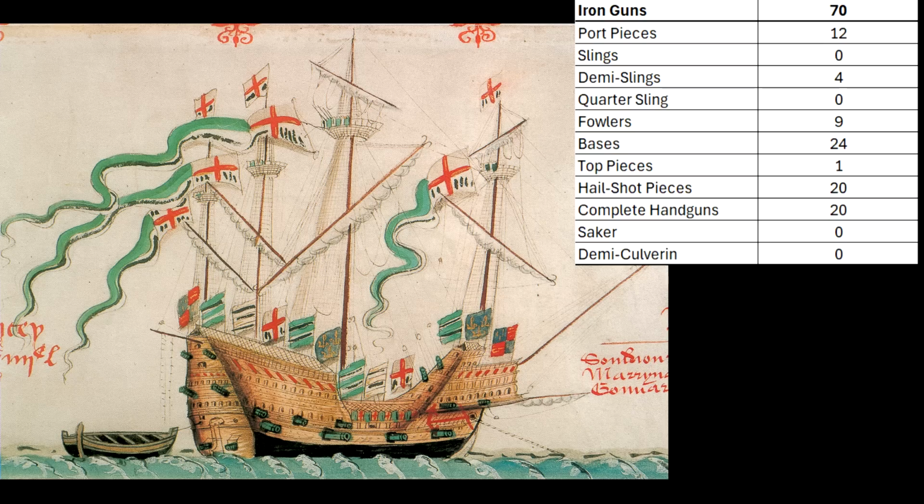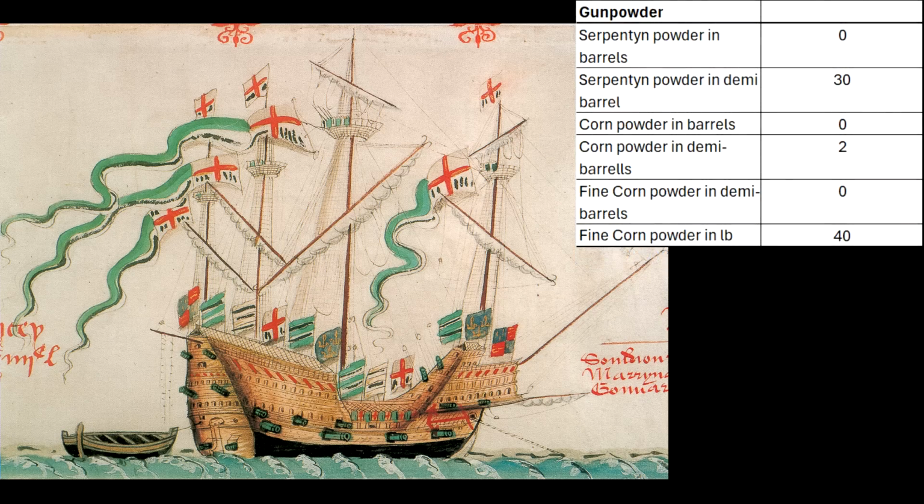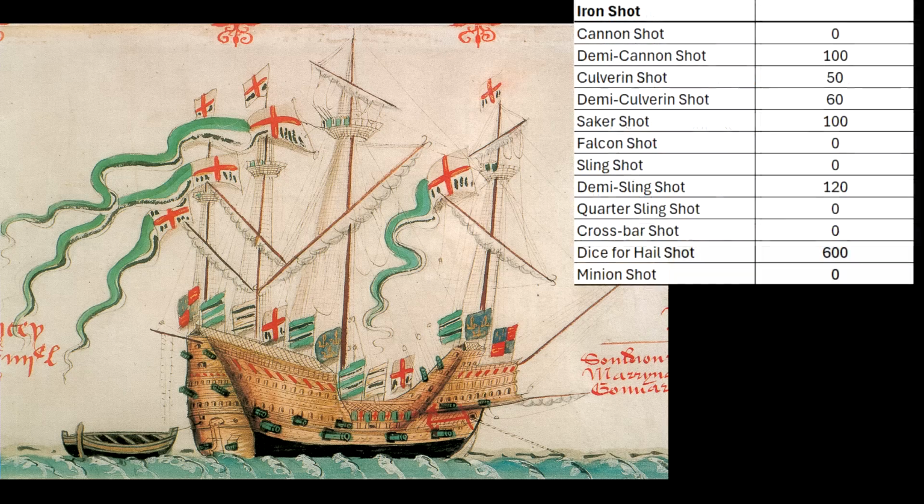There's 3 more fowlers aboard the Pauncy, but 6 fewer bases, and we're also down to just a single top piece, which is actually the same on the Great Bark. But powder balance is slightly different. Both ships have 30 demi-barrels of serpentine powder, but whereas the Great Bark carries 2 barrels of corn powder and 2 demi-barrels of fine corn powder, the Pauncy carries 2 demi-barrels of corn powder and 40 pounds of fine corn powder, so slightly less corn and fine corn powder compared to the Great Bark.